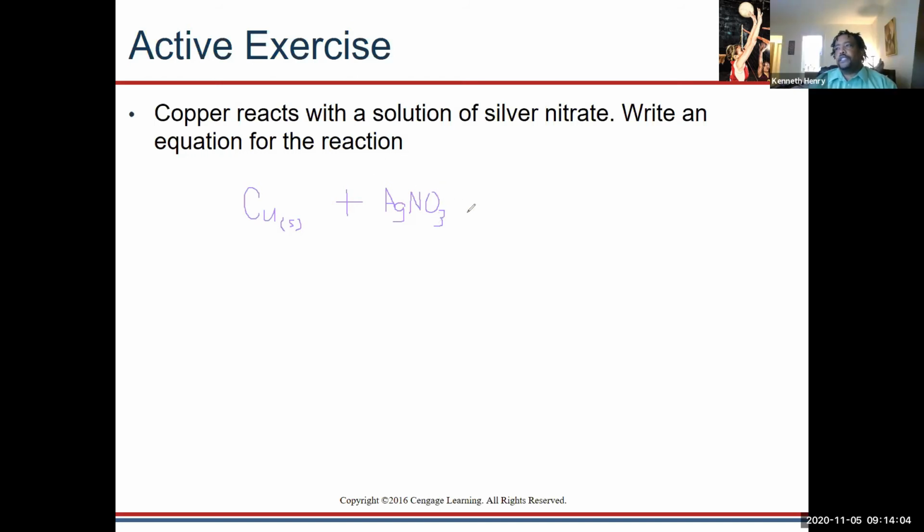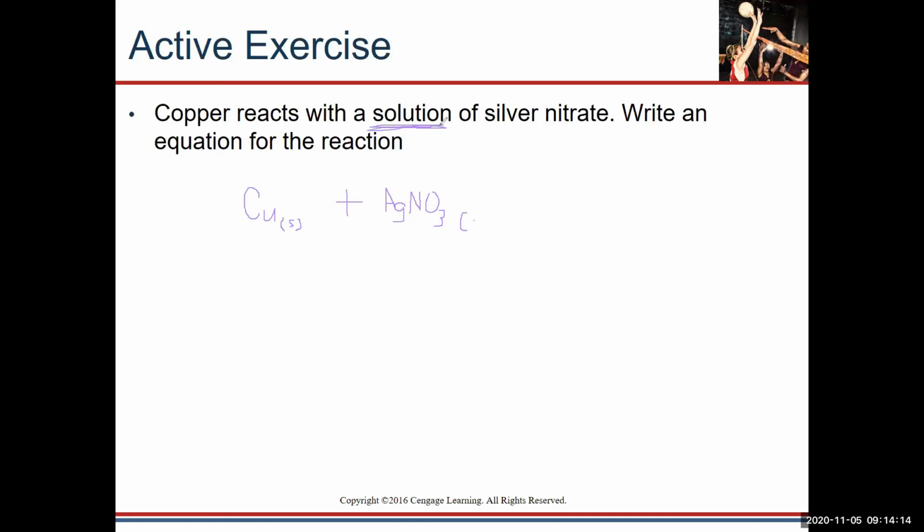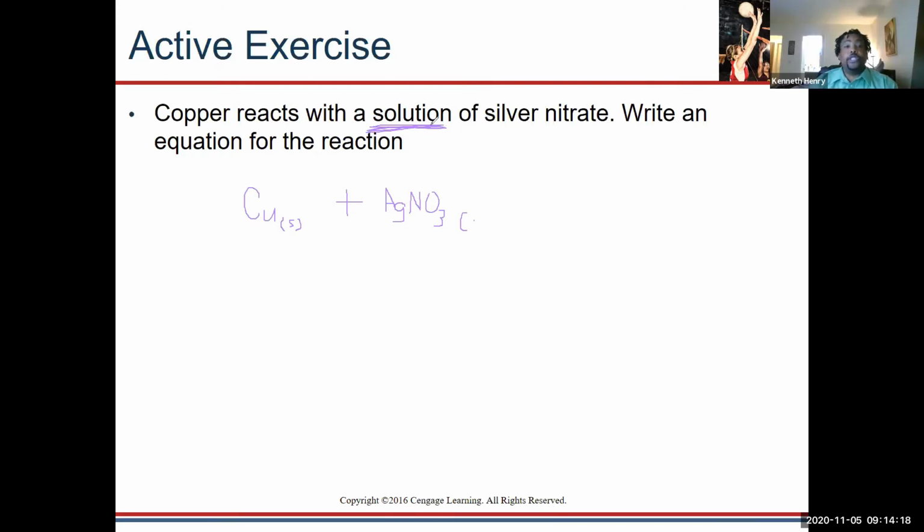Okay, so is it solid, liquid, gas, or aqueous? That part I'm not sure. So anytime that you see the term solution, you always want to put aqueous. That basically means it's dissolved in water.